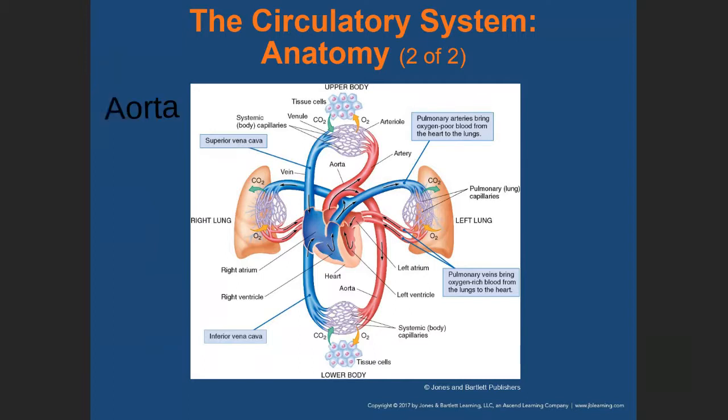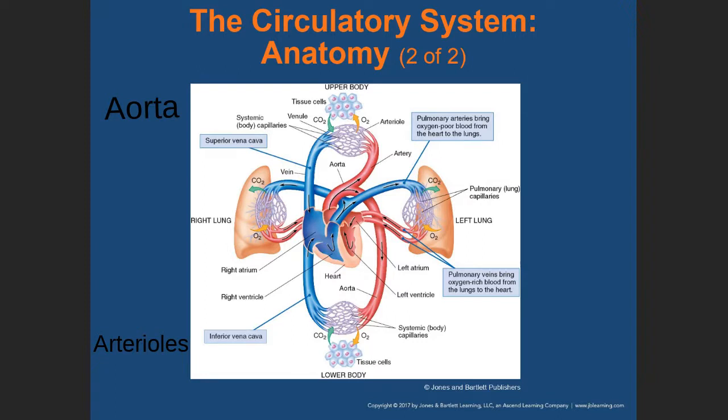Right, so aorta is the largest artery within the body. Right? Arterioles are the smallest. Write that out as well. See if I can increase the size of that. Right, so aorta, largest, arterioles are the smallest.